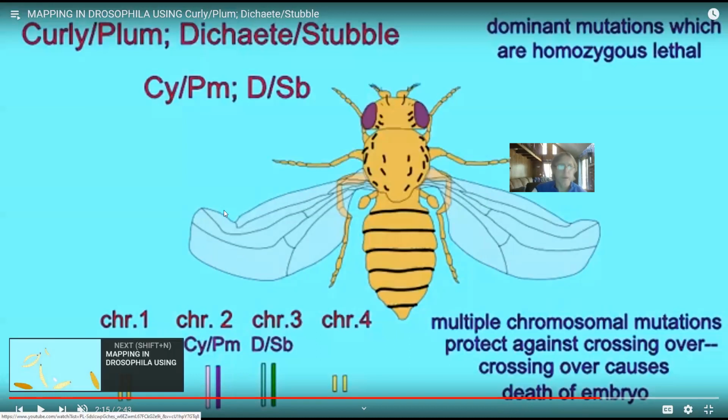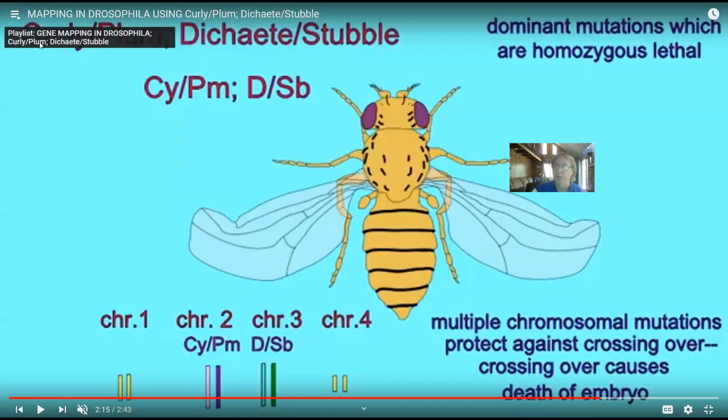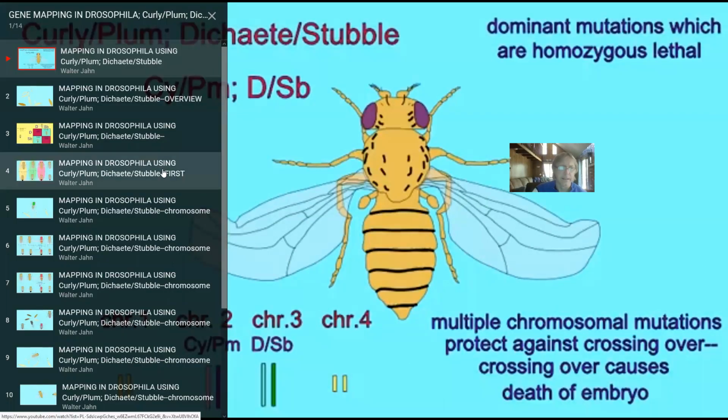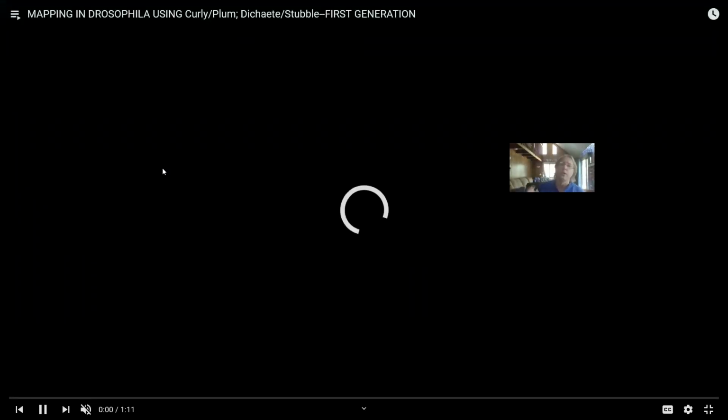Well, there's a lot to this cross, as I explain, as it's set up. Like, for example, these are homozygous lethals, these mutations. There are inversions of the chromosome which prevent crossing over, so these flies will always keep the same ones in the same order. But then after you cross your mutant fly to the curly plum dichaete stubble.